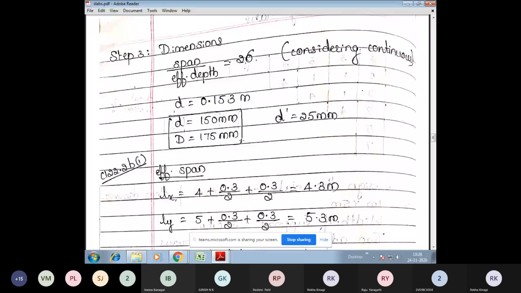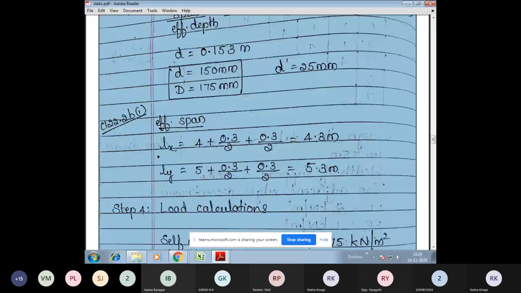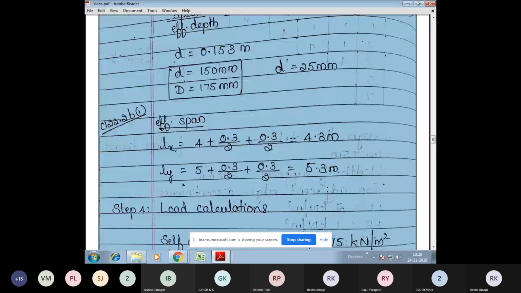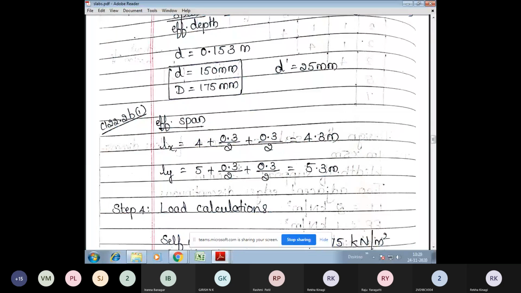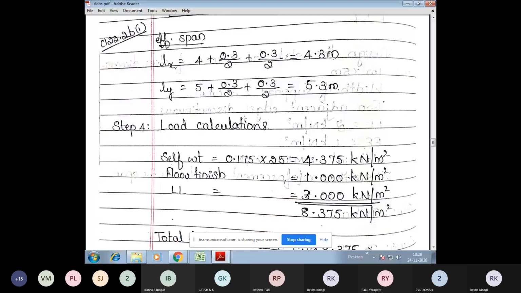And next thing is to calculate effective span from the codal provision, that is 22.2.B1. So Lx value is center to center distance between the supports, 4 meter plus half on the left hand side, half on the right hand side. So it will be 4.3. And Ly is 5 plus 0.3 by 2 plus 0.3 by 2. Or else what we need to consider is plus effective depth. So depending upon the criteria, we need to consider Lx and Ly.